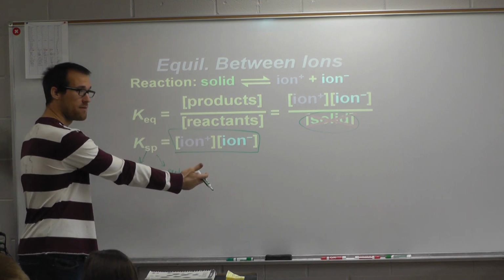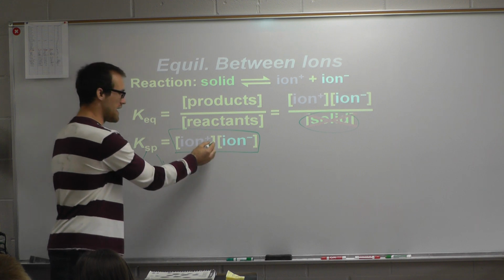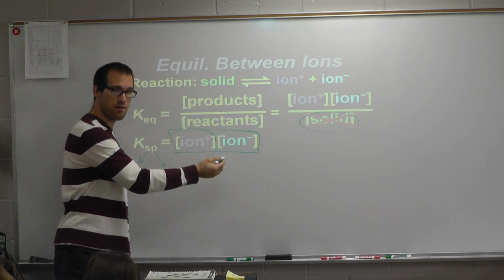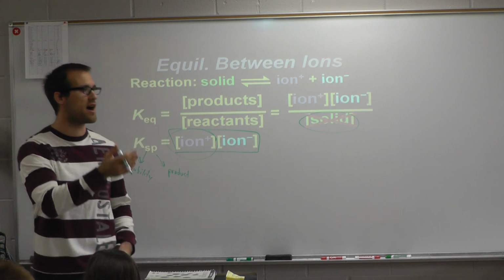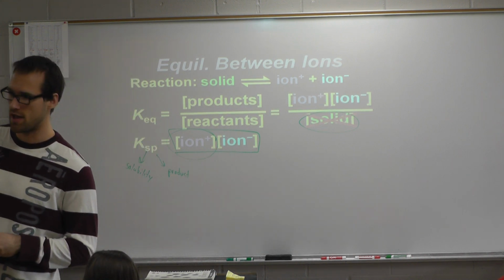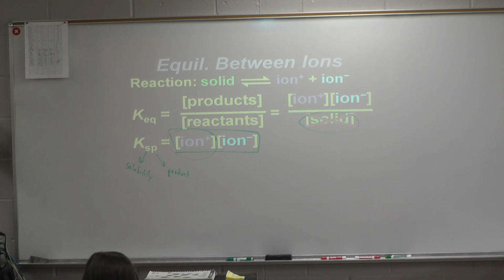Solubility product. That's referring to its solubility, right? And your ions are your product. That's why it's called the solubility product. And it'll always be over 1, so you can just remove the 1. So if I were to do equilibrium expressions for dissolving a solid, you're still going to do products over reactants. Everything's going to be the same. It's just we're going to call it Ksp instead of Keq.